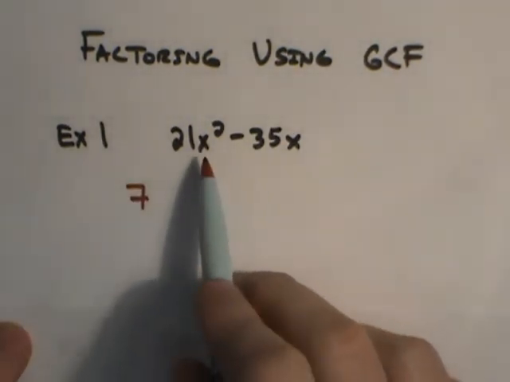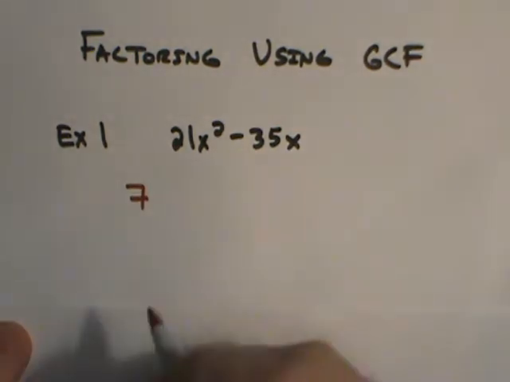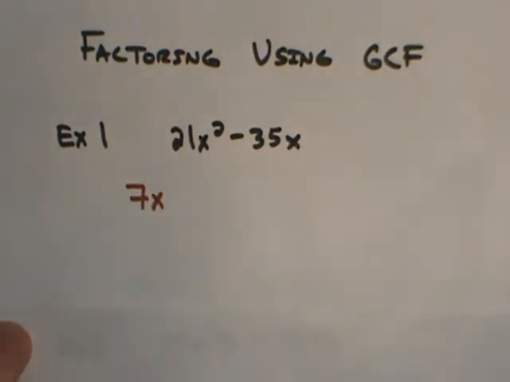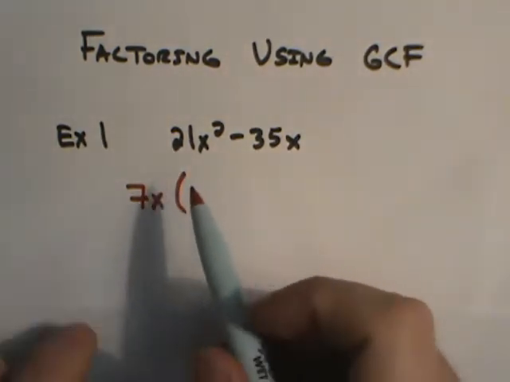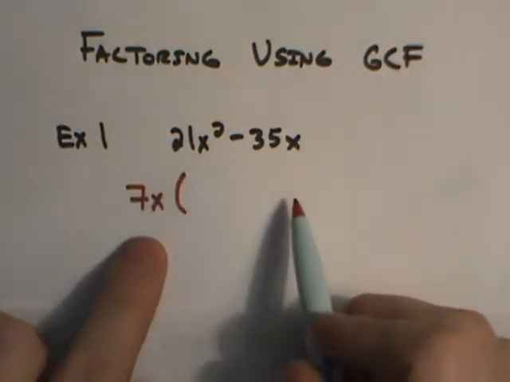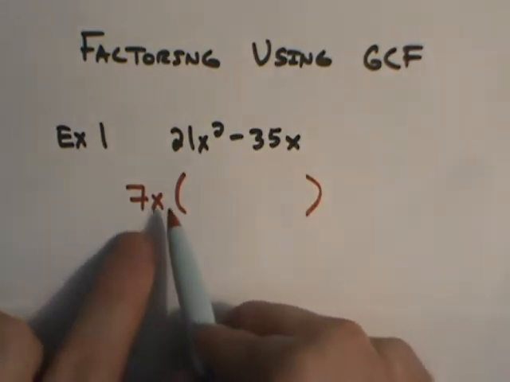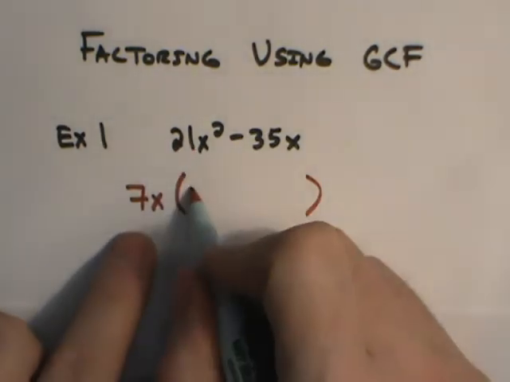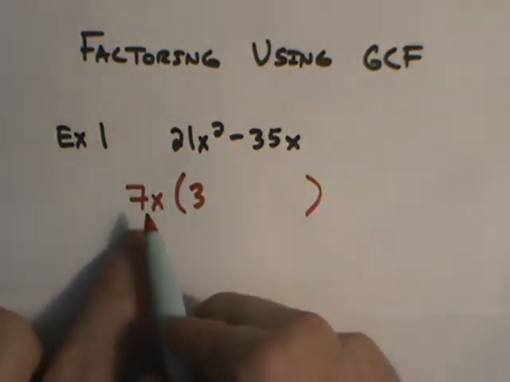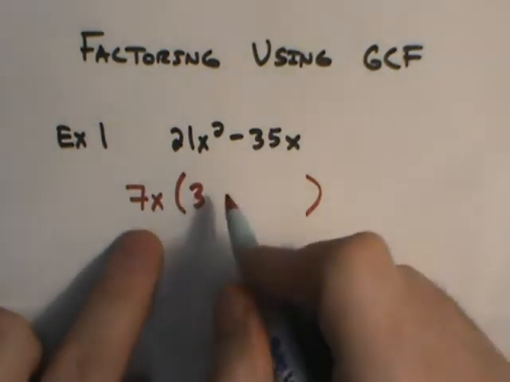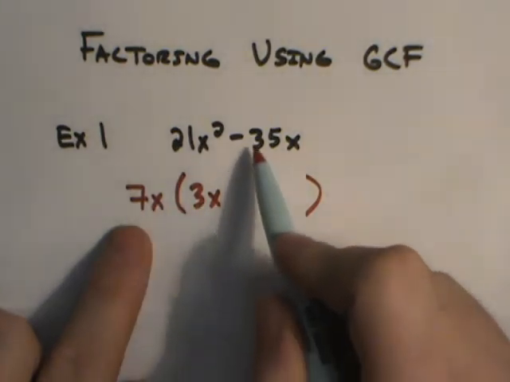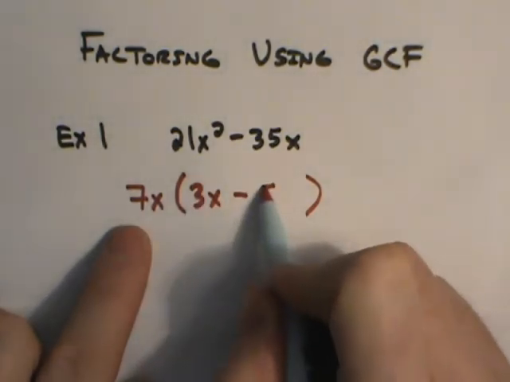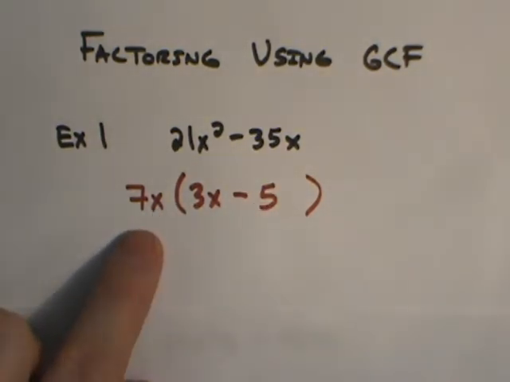And then in terms of the variables, I see that they each have an x to offer. So I pull out an x. And I say pull out because it's something that has to be distributed. So this would be 7x, and then I have to ask myself, 7 times what produces 21? 3. X times what produces x squared? X. 7 times what produces negative 35? Negative 5, and I already have the x there.